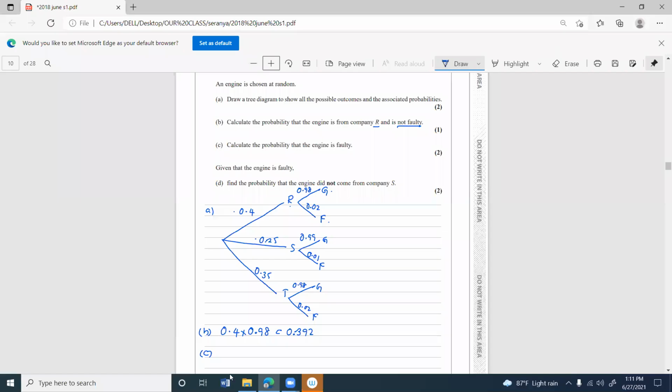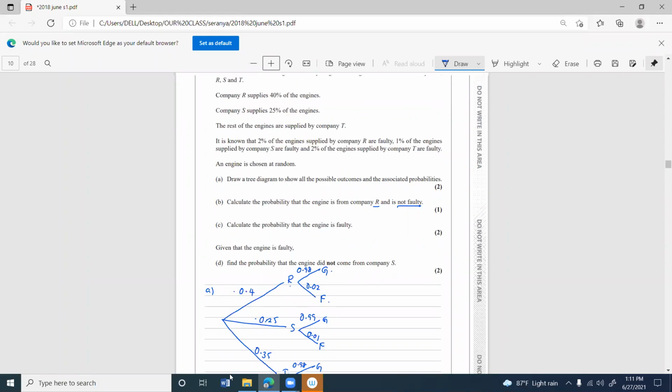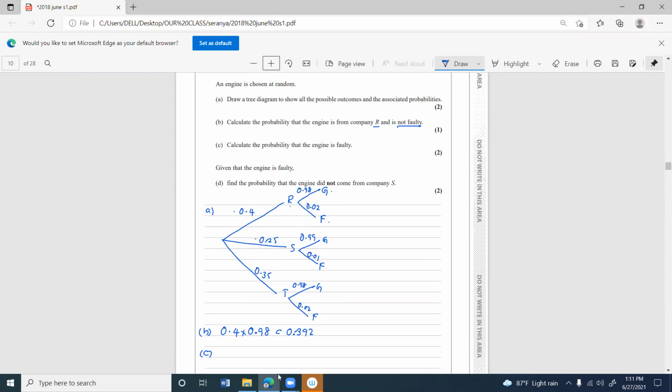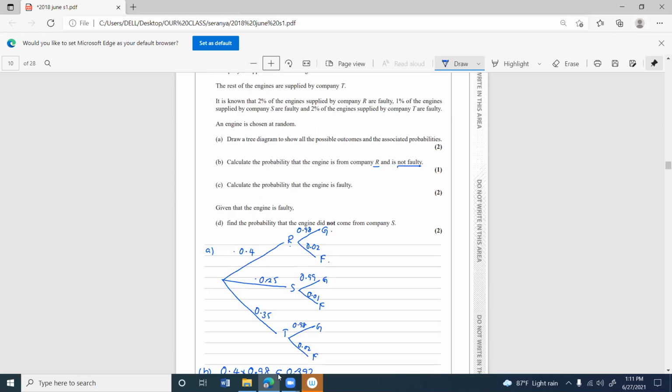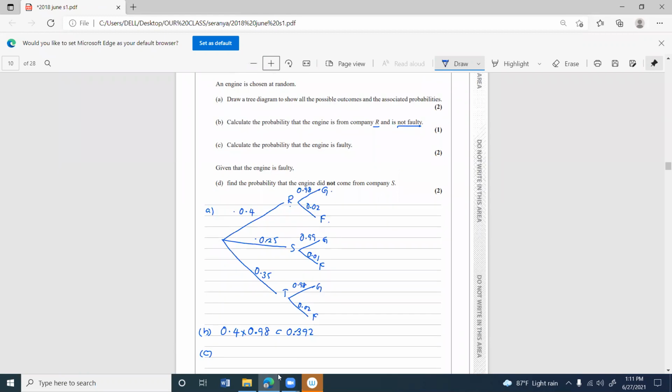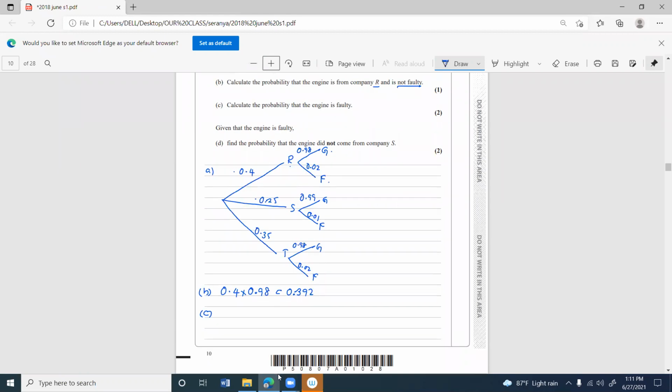Right. So according to this relationship, I think it's clear to you. 0.4 from R company, 0.25 from S company, and the rest. The rest means out of 1, if you subtract these two, you get this answer. These are the probabilities of being faulty for these ones. The first question is, draw a tree diagram and calculate the probability of engine company R and it's not faulty. Not faulty means a good one. It's company R and a good one. That's how it comes.